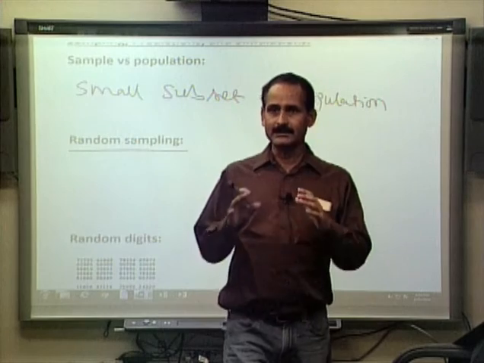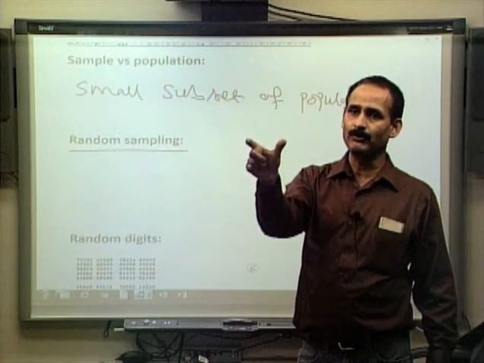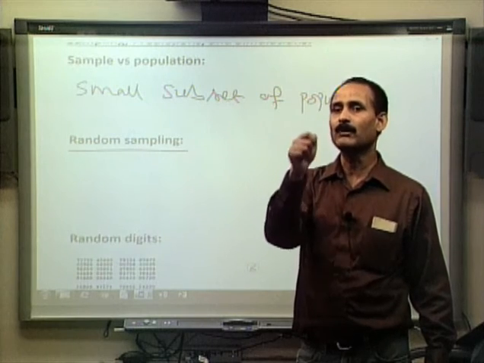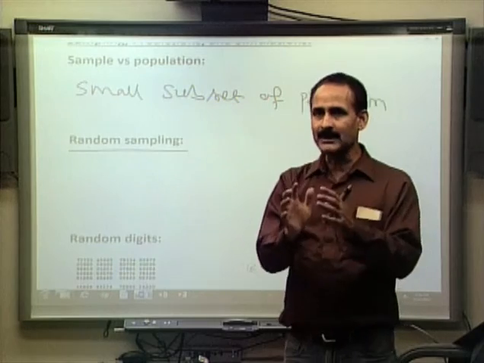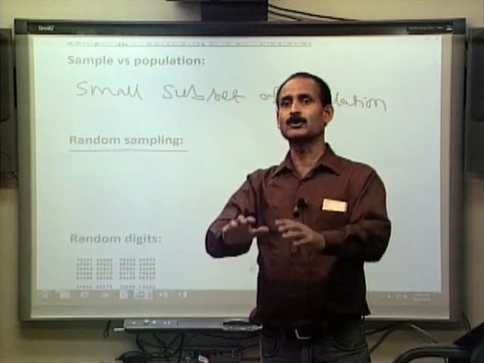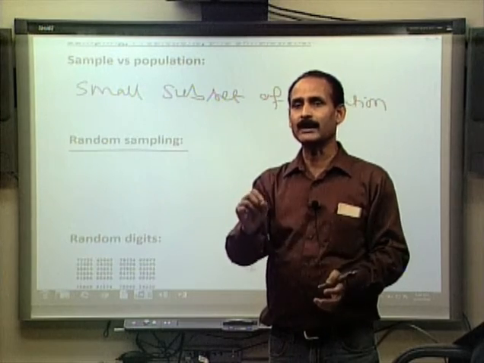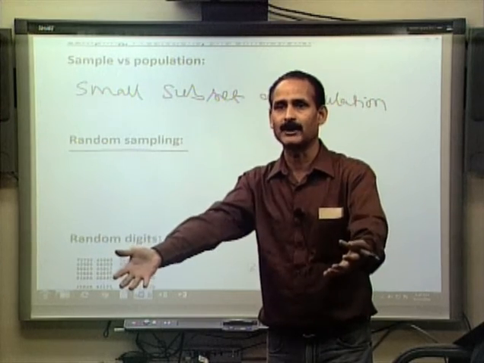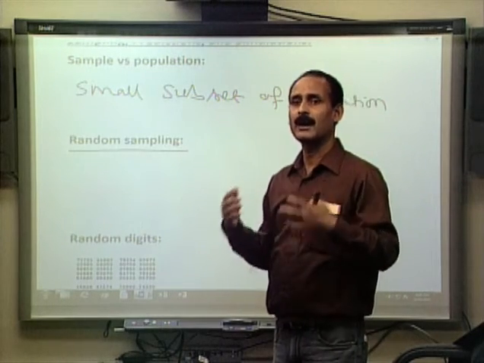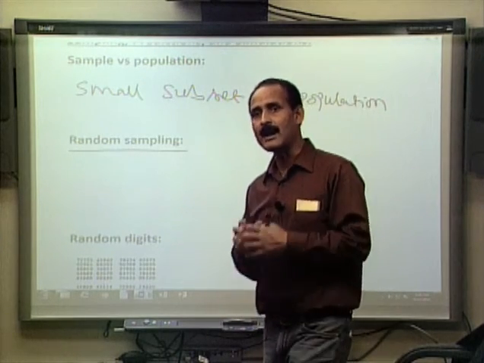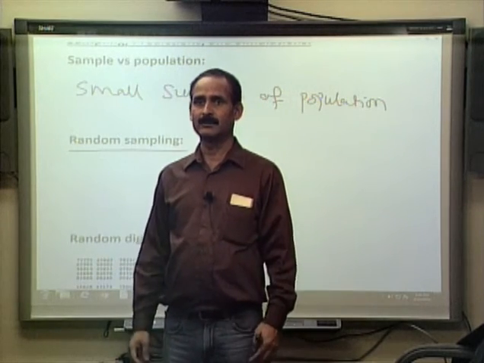Random sampling is the sampling method where each individual in the population has equal probability of coming into the sample. Random sampling means you don't want to exclude anybody. You want to develop a procedure so that everybody has an equal chance of coming into the sample. That kind of sampling technique is called random sampling, and random sampling is very difficult to achieve.